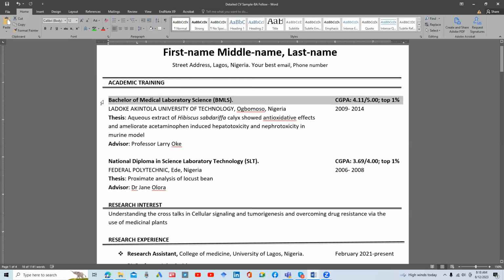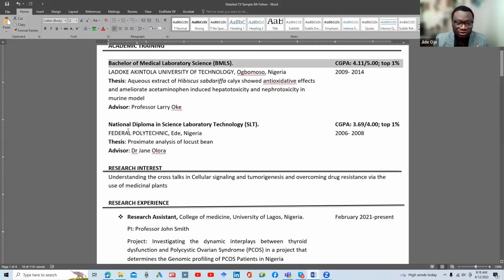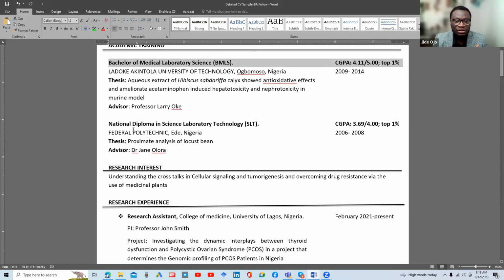So if the main point you want them to get out of this is that you have a bachelor's and this is your CGPA, you put that in bold letters. So that's the essence of the bold letter. You don't need to put everything in bold. All right, so at this time he had a bachelor's and ND, a national diploma.